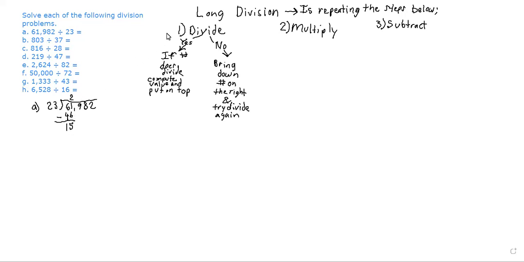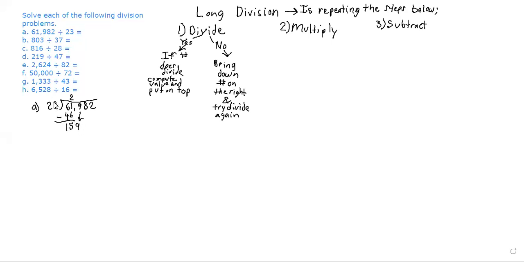Okay. Now we're going to repeat. We're going to divide again. 23 goes into this 15. And we're going to ask ourselves, does 23 go into 15? No, it does not. Notice here under the divide, there are 2 options. There's a yes option. It tells you what to do if it does divide, and there's a no option. It tells us what to do if it doesn't. Here it says if it doesn't divide, we're going to bring down the number on the right and then try to divide again. So does 23 go into 15? No, it doesn't. So what's the number on the right? The number on the right is just 9. So we're going to bring that down here.